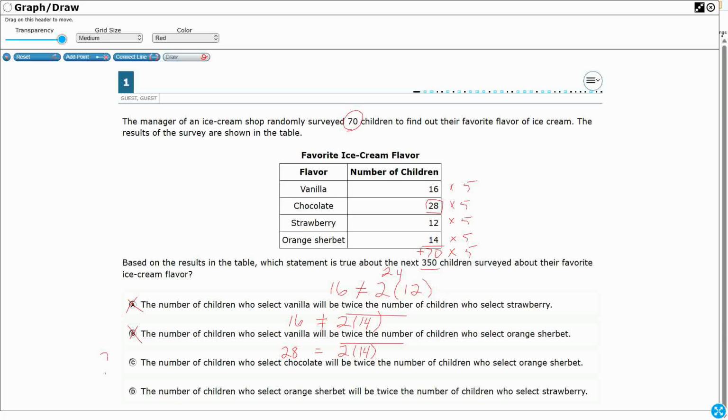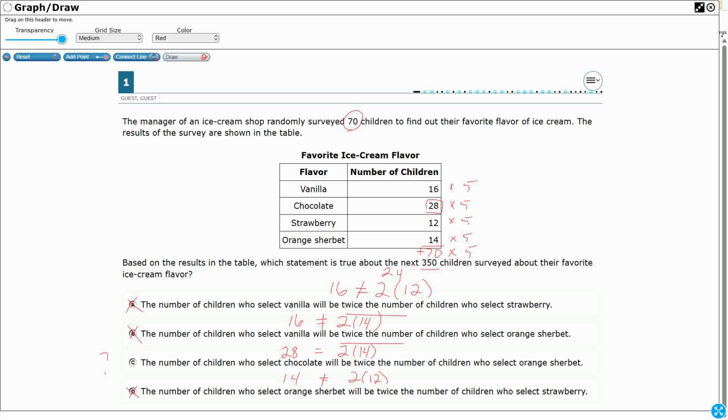The number of children who select orange sherbet, 14, will be twice the number of children who select strawberry. Strawberry is 12. Nope, this is another plus 2. But that plus 2, rather than multiply by 2, still wouldn't work when you scale it up by 5. So I think it's C, but let's actually multiply.